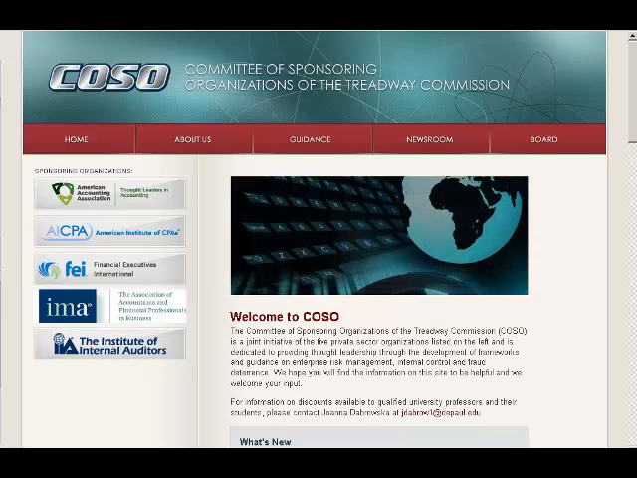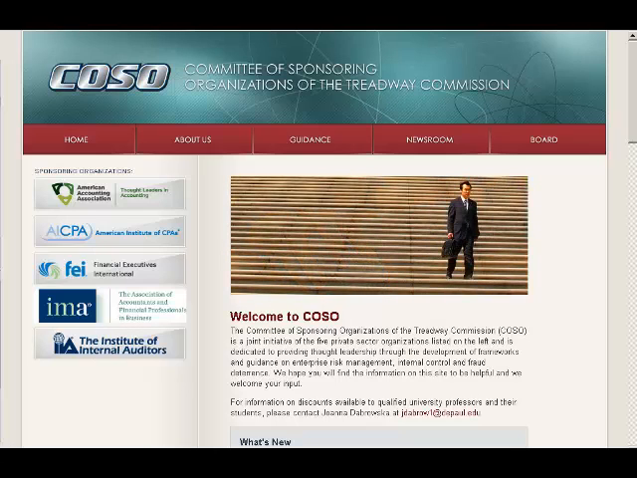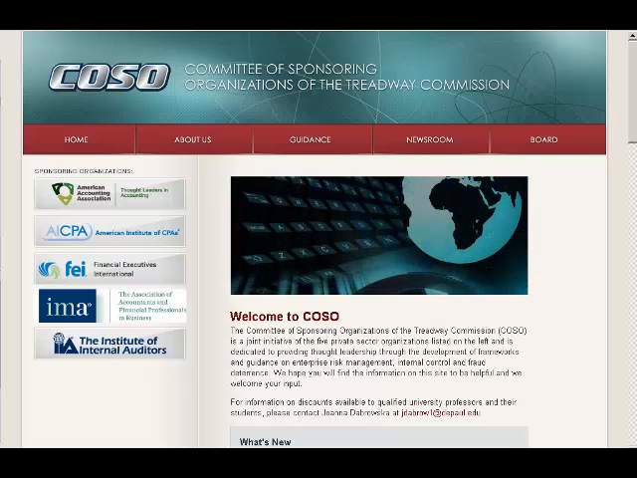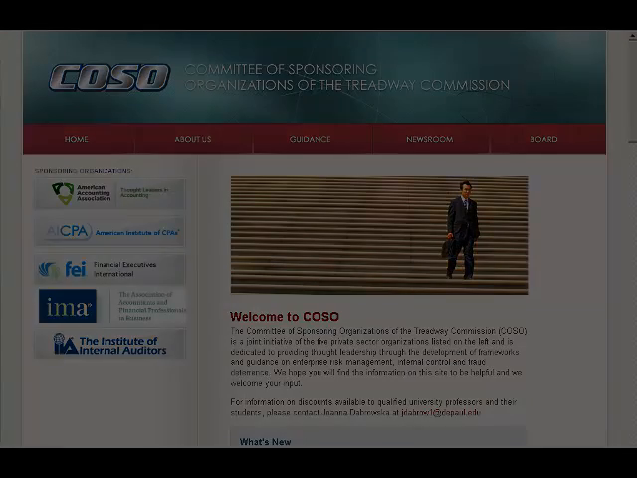COSO is dedicated to providing thought leadership on critical aspects of organizational governance, business ethics, internal control, enterprise risk management, fraud, and financial reporting. COSO has established the common internal control model, definitions, and framework that many companies and organizations use to assess their control system.